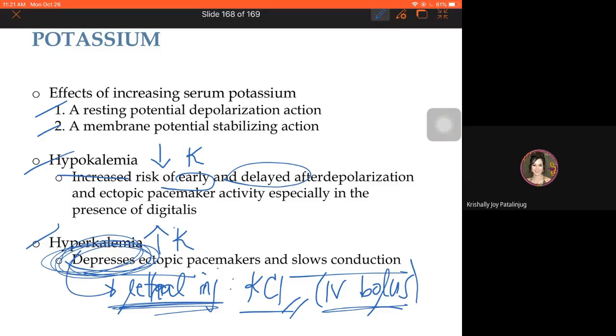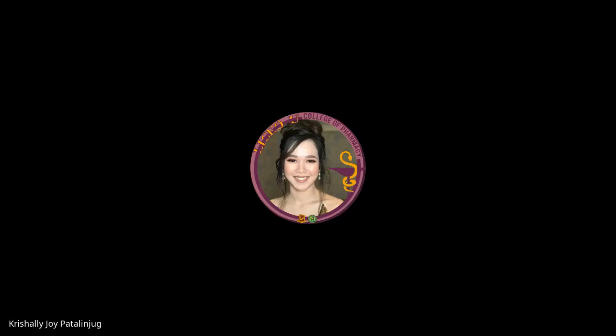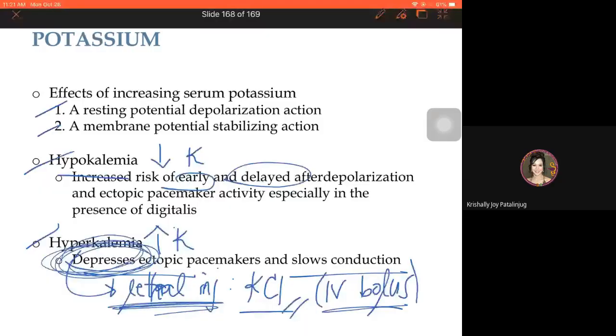Okay, so recap lang, mabilisang recap. We have four classes of antiarrhythmics based on Vaughan-Williams classification. We have 1, 2, 3, and 4. Then miscellaneous antiarrhythmics, yung digoxin, yung adenosine, then the magnesium and potassium ions. And finally, we are done with the pharmacology of cardiovascular drugs. Okay, so tapos na tayo sa antihypertensives, antianginals, anti-heart failure, and antiarrhythmics.